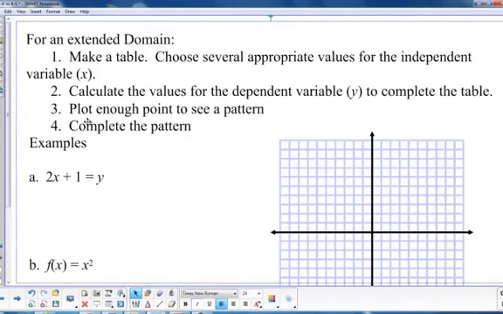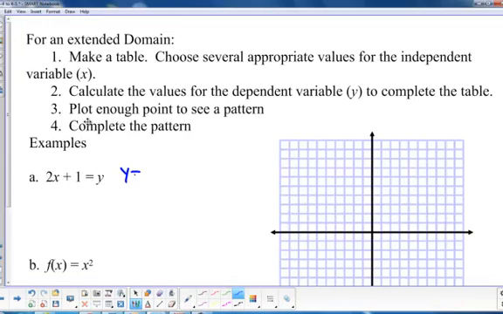Now, this one says for an extended domain. So that means we're going to graph this for everything that will make it work. So the first equation, I'm going to rewrite in y equals form. I like to always think of these as y equals mx plus b. B is the beginning, m is the slope. So that means since b is the beginning, if I plug 0 in, I get 1. And as we're going up by 1, our slope is 2. So when I plug the 1 in, I'll get 3.